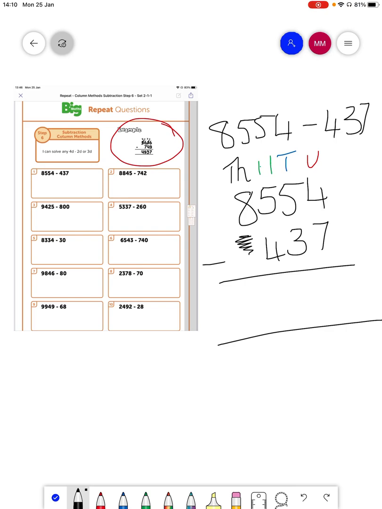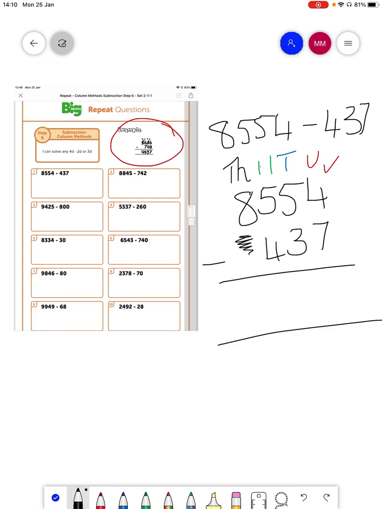Now, where do we start, boys and girls, then when we come to do this type of calculation? Do we start at our thousands column or at our units column? And hopefully you said that you start on the right hand side on the units. So you always start over at the right at the smallest column.